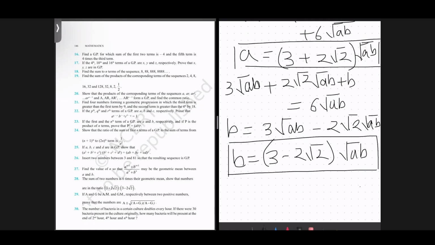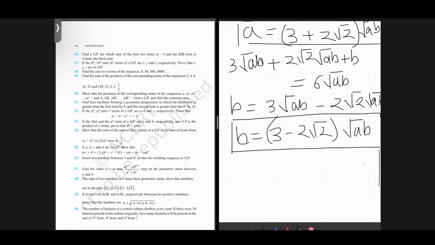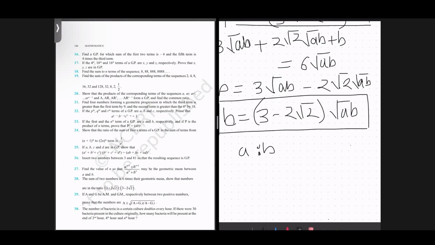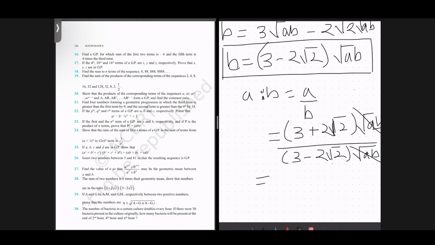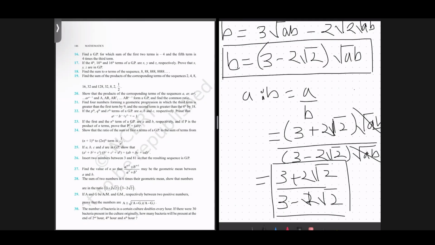Find out the ratio of a and b. Let us divide a by b and let's see what we get. So a ratio b equals a upon b equals 3 plus 2 root 2 root ab upon 3 minus 2 root 2 root ab. Correct. Root ab and root ab get cancelled. What we are finally left with is 3 plus 2 root 2 upon 3 minus 2 root 2, and we had been asked to do that itself and we did. So that is your final answer. And yeah, that was question number 28 for you guys. Moving on.